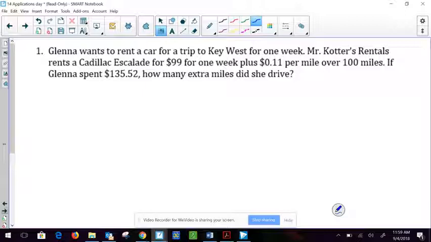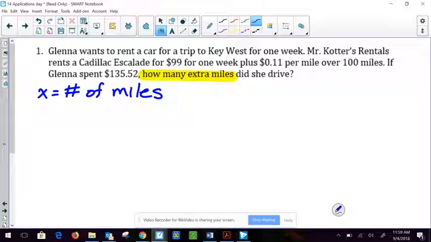Now, there's none of those A, B, and C telling us what to do. So you need to know now, the first thing you're always going to look for is what is the question? It says how many extra miles, which means X is equal to the number of miles.